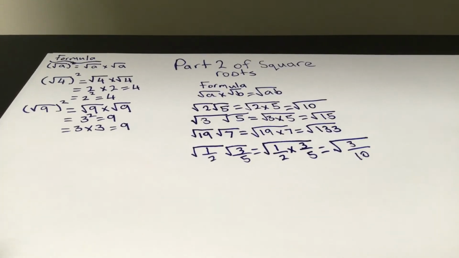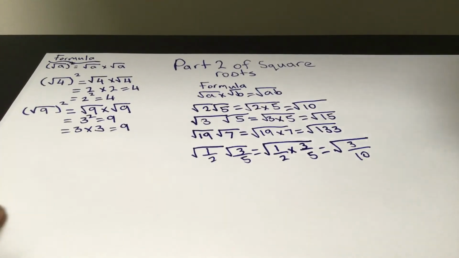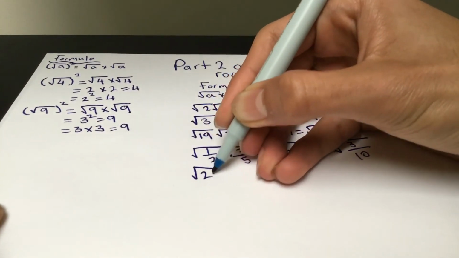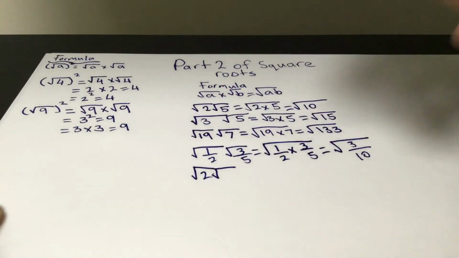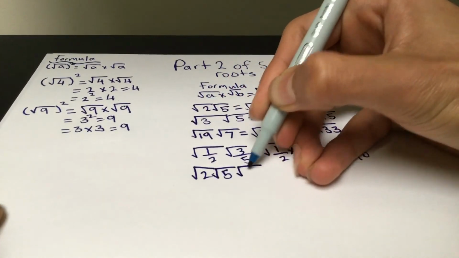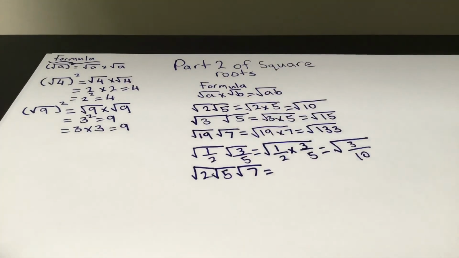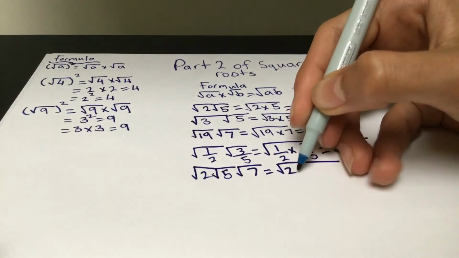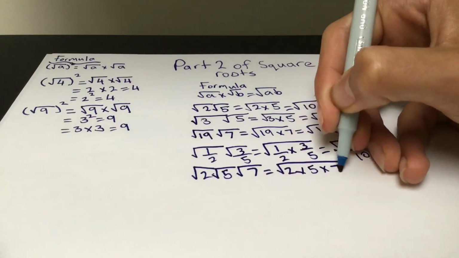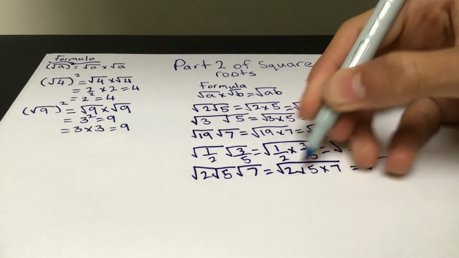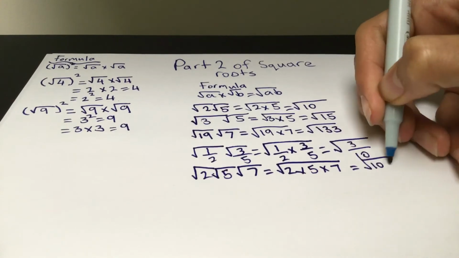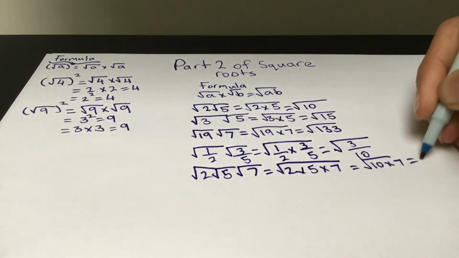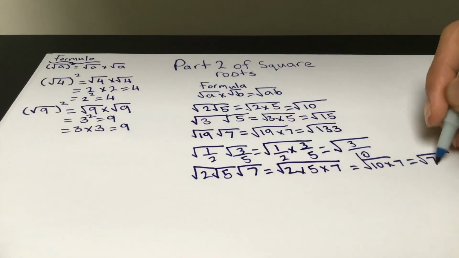Okay, let's move on to a triple square root. It's square root 2, square root 5, and square root 7. So same thing, we'll put it into a form, square root 2 times 5 times 7, as 2 times 5 is 10, and times 7, so 10 times 7 is 70.